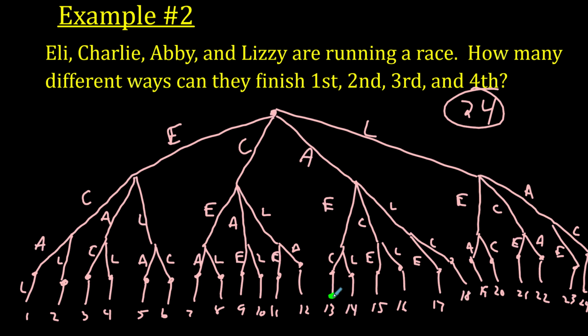This would mean that Abby got first, Eli got second, Charlie got third, and Lizzie got fourth. That's what that one would mean. Because Abby was first place, Eli second, Charlie third, and Lizzie fourth. All right, so that's tree diagrams. That's how to organize things in a set in a tree diagram.